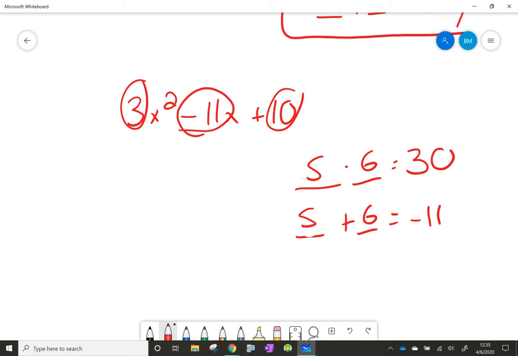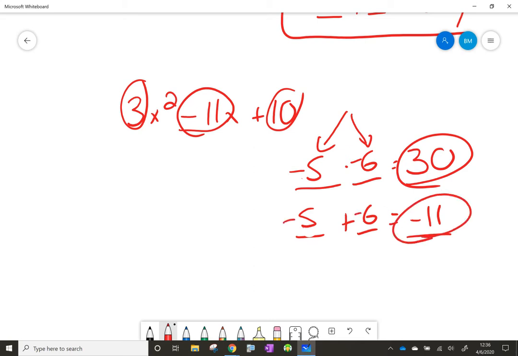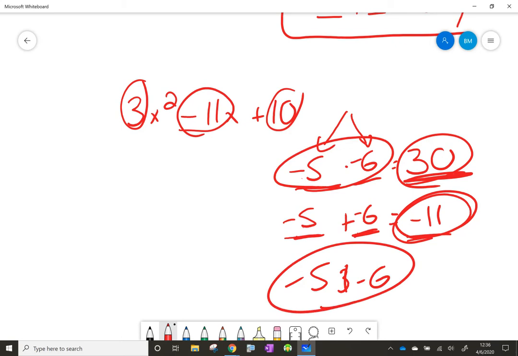So what's going on here, right? How on earth are we going to add numbers and make a negative number out of this? The quick answer is that these two numbers we're searching for are both going to be negative, because a negative number times a negative number gives me a positive 30, but a negative number plus another negative number makes another negative number. So in this case, our answer would actually be negative 5 and negative 6, because negative 5 times negative 6 makes a positive 30, and negative 5 plus negative 6 makes negative 11. So negative 5 and negative 6 are the answers we were looking for.